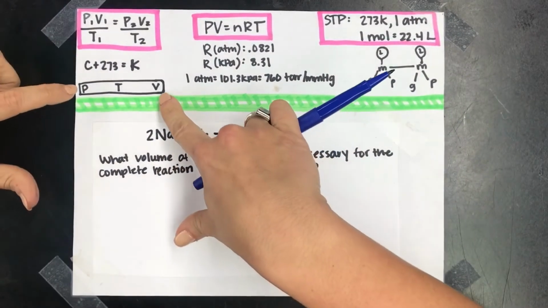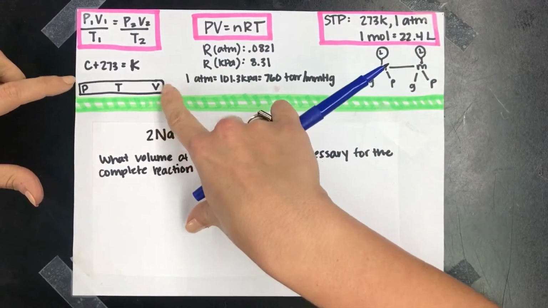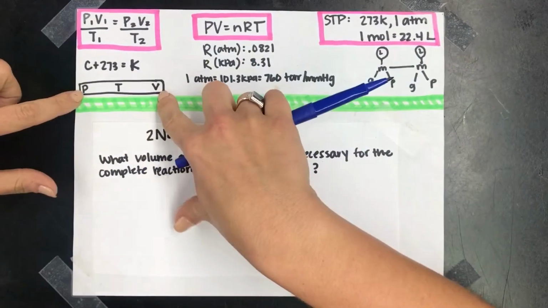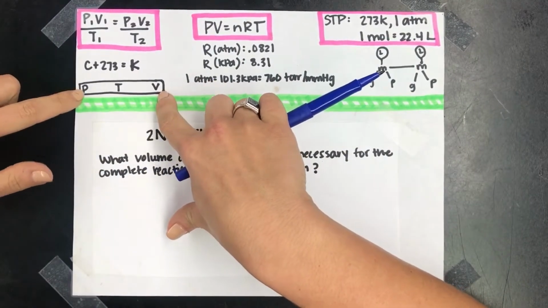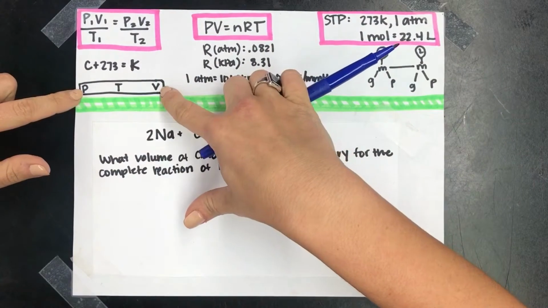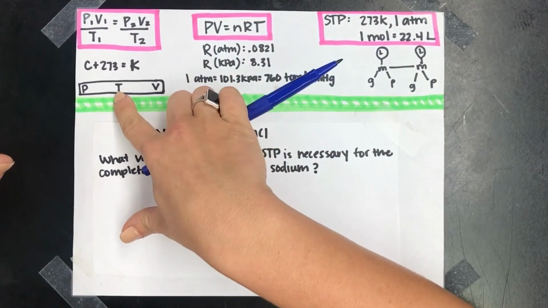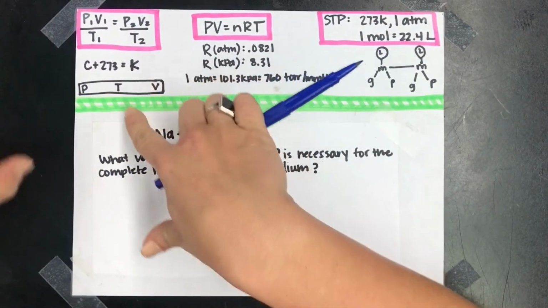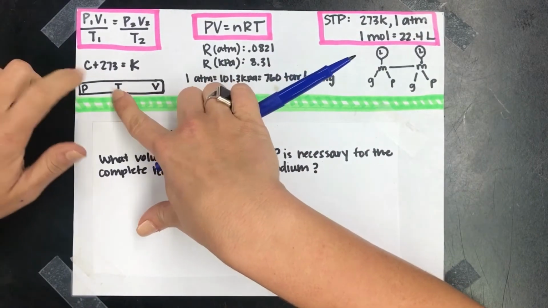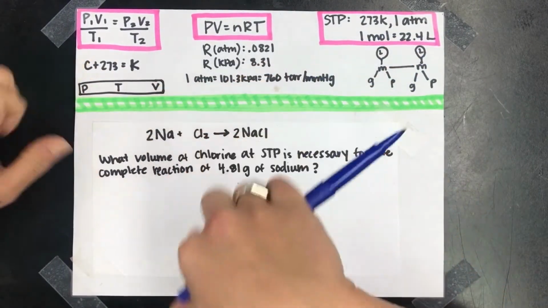If we're thinking about pressure, temperature, and volume relationships, pressure and volume have an inverse relationship, meaning whatever happens to one, the opposite will happen to the other. Temperature has a direct relationship with each of pressure and volume. So if temperature increases, pressure will increase. If temperature decreases, volume will decrease, and vice versa.